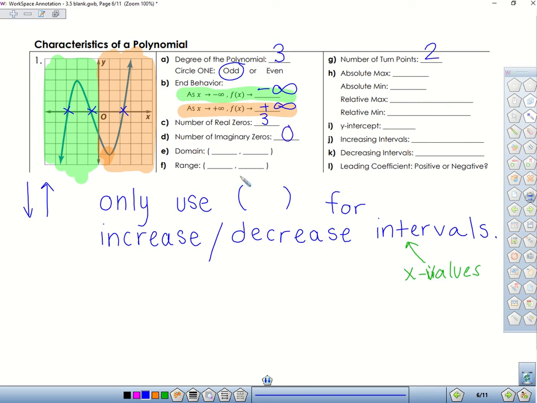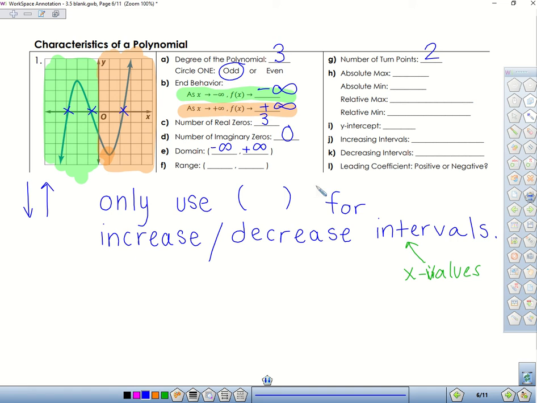And the domain we've been doing, the domain is negative infinity to positive infinity here. And now this is a new one we haven't talked about, which is the range. So if the domain talks about what all the possible x values are, what is the range? All the possible y values.